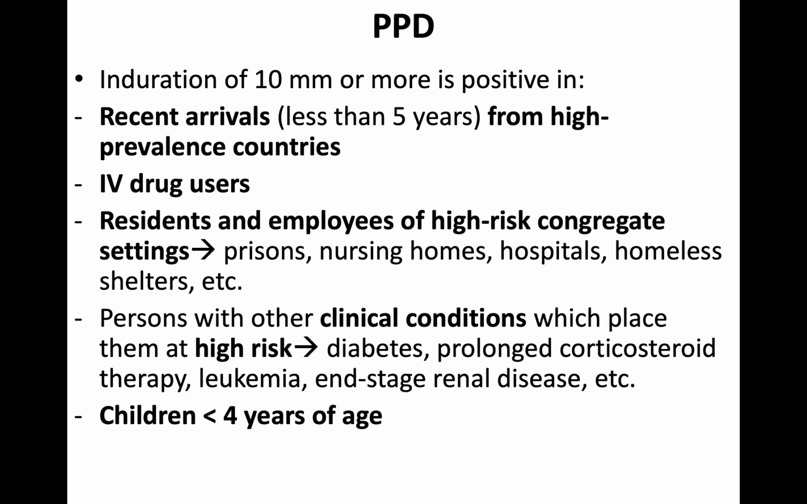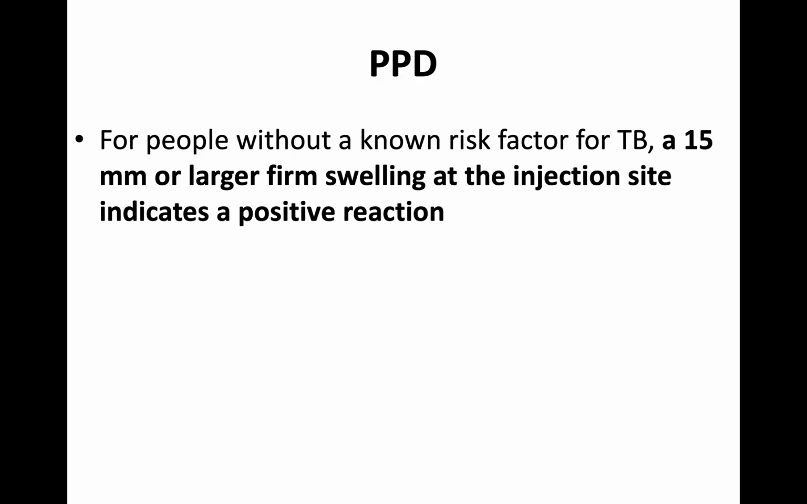10 millimeters or more is positive in people recently arrived from high prevalence countries, which we talked about earlier, IV drug users, residents or employees of high risk settings, which includes us, I think, and people that are at high risk due to other conditions: diabetes, long-term steroid therapy, which makes someone immunocompromised, leukemia, end-stage renal disease, etc., and in little kids. And for everyone else, just normal, healthy people out on the street, that circle that we measure that shows there is a reaction has to be 15 millimeters or more, and then it's considered positive in everybody.